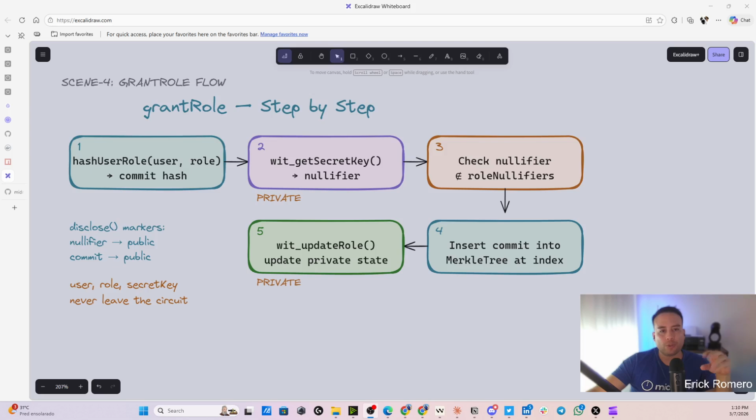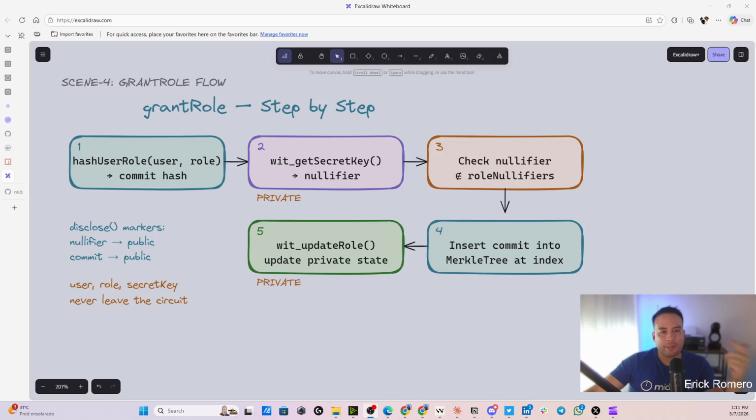The circuit calls witness getCircuitKey, a witness function that provides a secret key from off-chain private state. The secret key is combined with the commitment to produce a nullifier. And here's the key insight. The secret key enters the circuit through the witness and participates in the computation, but never gets written to the ledger. It exists inside the ZK proof and nowhere else on chain.